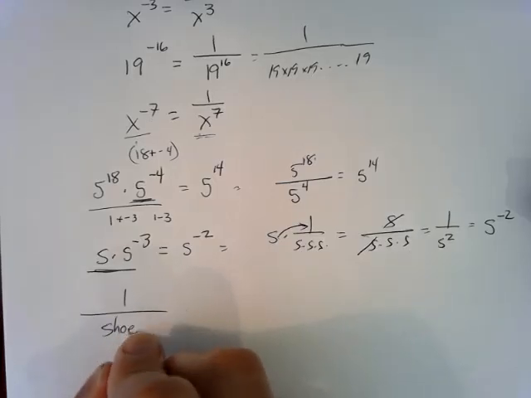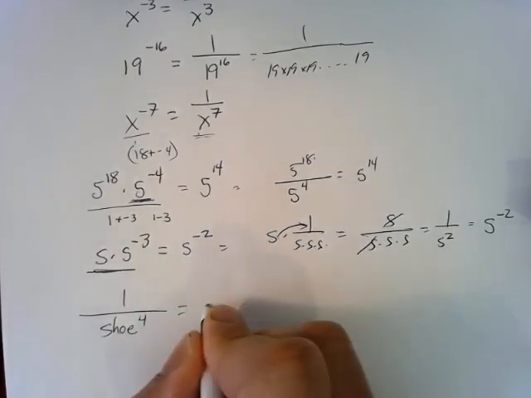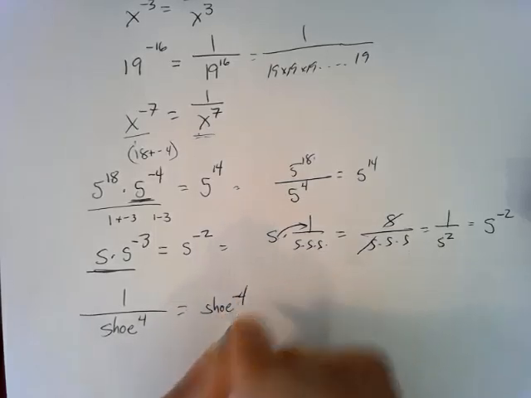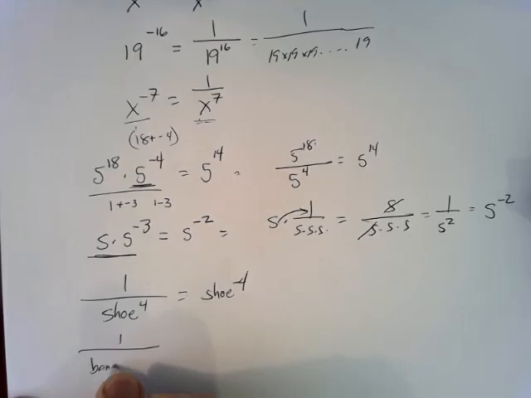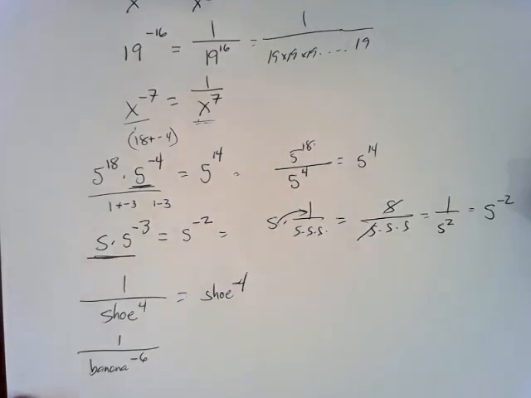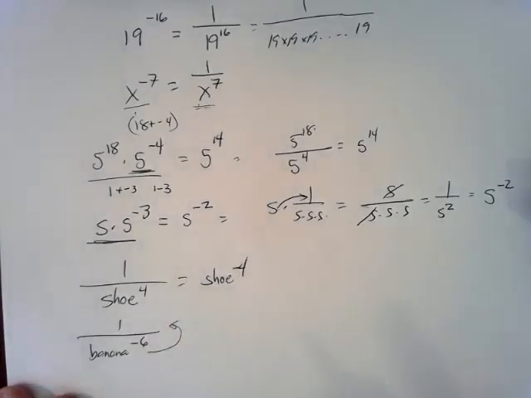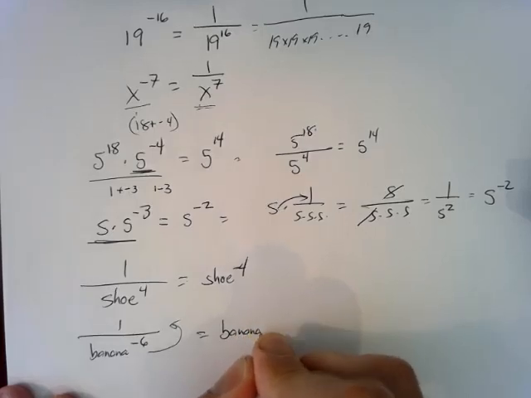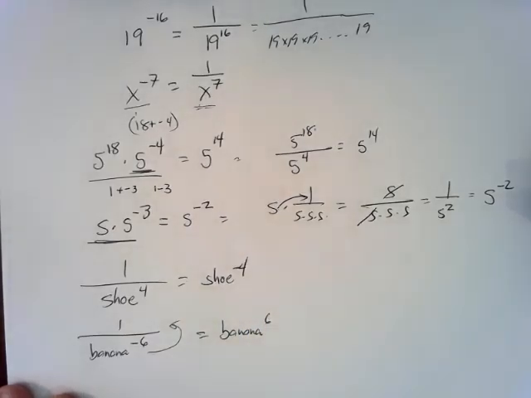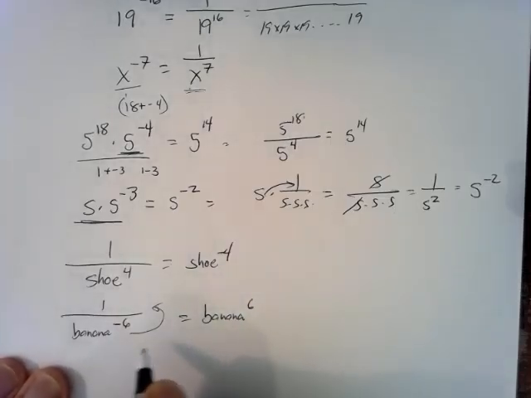So that leads to another general principle. If we have something like 1 over shu to the fourth, this is equal to shu to the negative fourth. Or if we have 1 over banana to the negative sixth, so now if we have a negative in the denominator, it comes up, it would be a negative negative, so this becomes banana to the sixth.